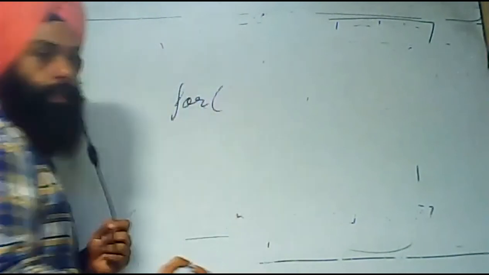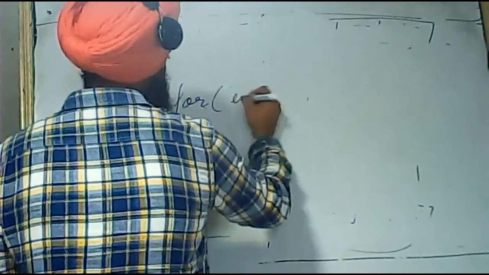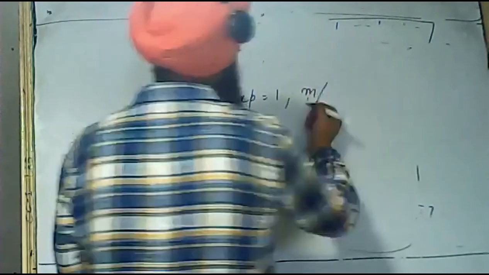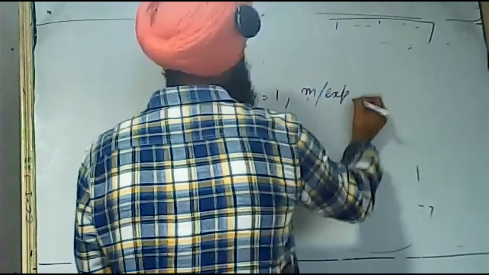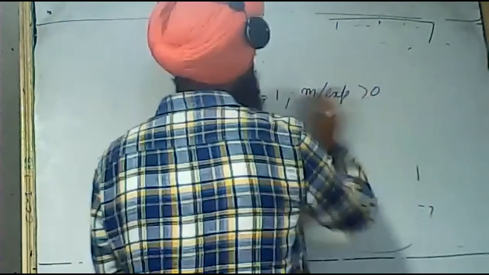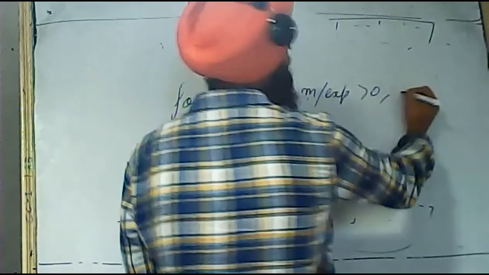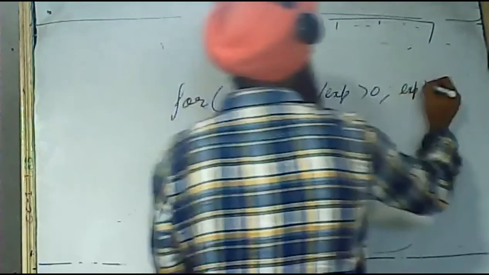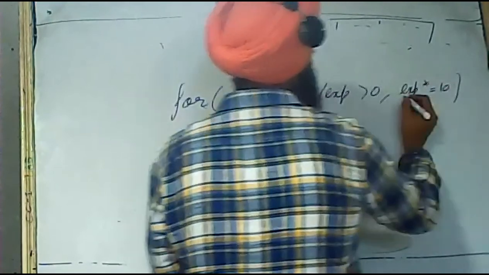So what is the loop written here? It will start from 1, and then it will go to m. M is the maximum number. Divide by this exp, that should be greater than 0. This is the exit condition of the loop. And then we have this, that we want to multiply this with 10. Why we have done this, I will tell you just now. So see this, exp multiply equals 10. This means exp equals exp into 10.